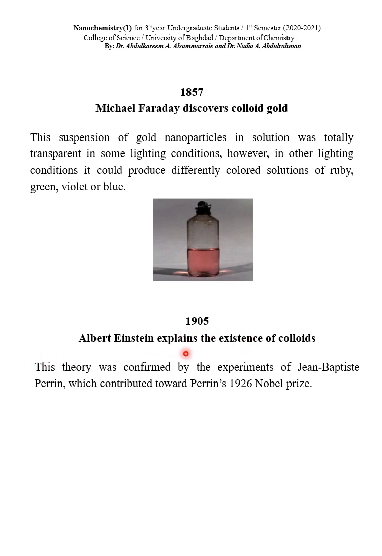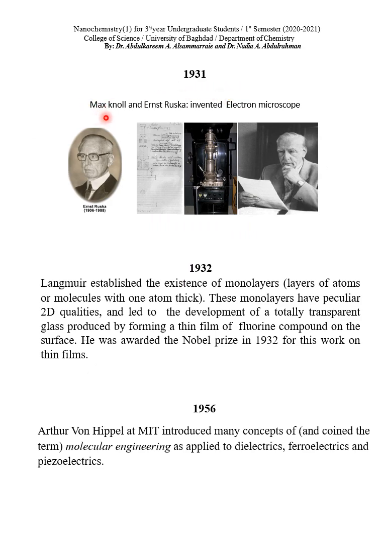In 1905, Albert Einstein explained the existence of colloids. This theory was confirmed by the experiment of Jean-Baptiste Perrin, which contributed towards Perrin's 1926 Nobel Prize. In 1905, Albert Einstein explained why the colloidal particles exist. طبعا this theory was confirmed by the experiment of Jean-Baptiste Perrin, which contributed towards Perrin's Nobel Prize in 1926. So in 1931, Max Knoll and Ernst Ruska invented the electron microscope.